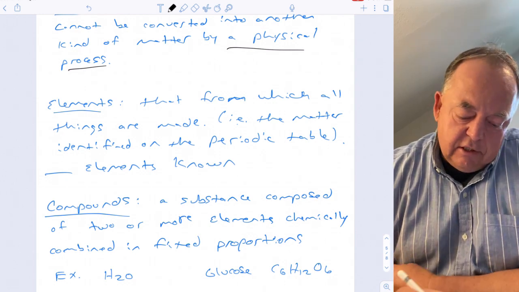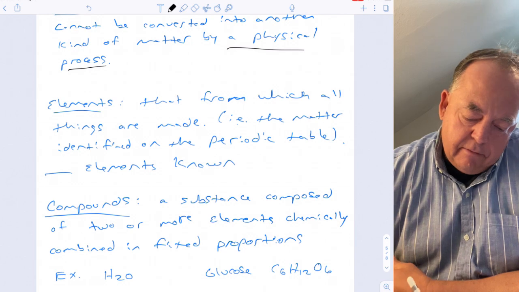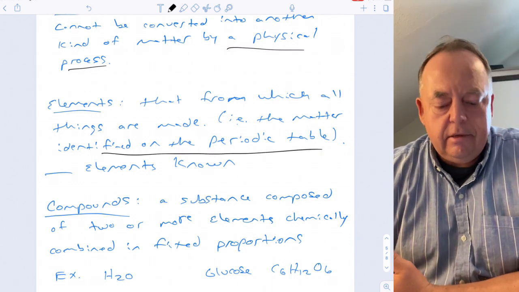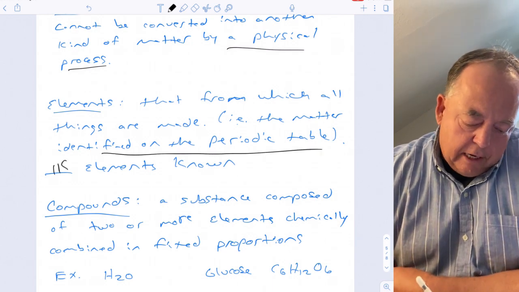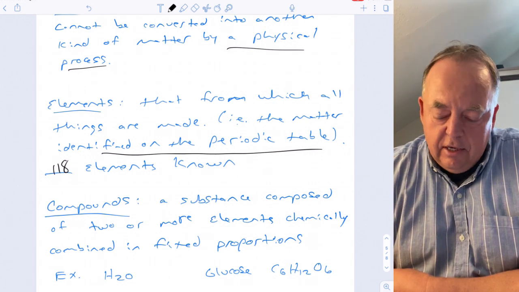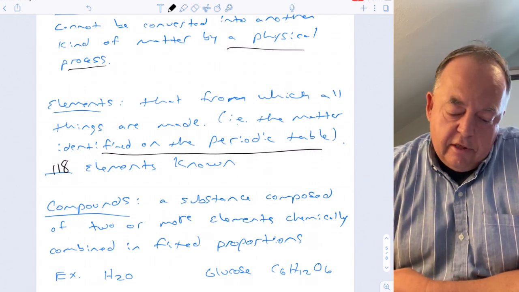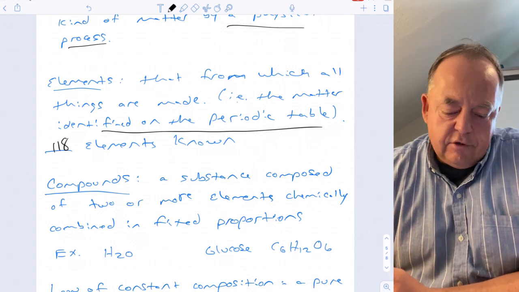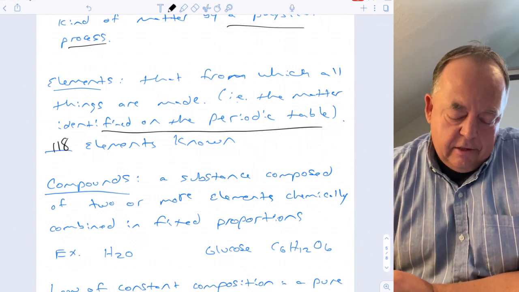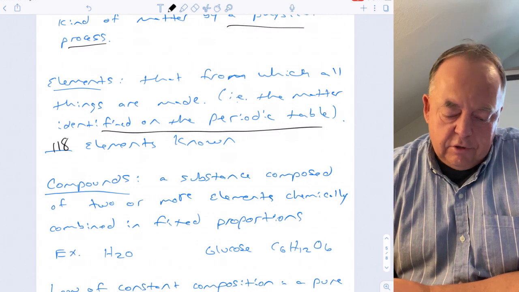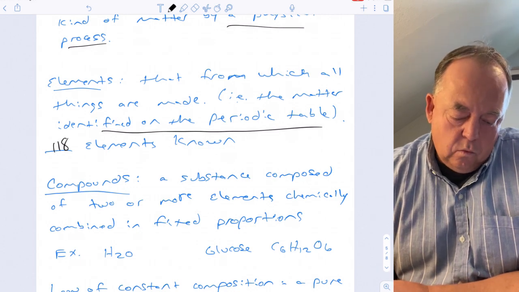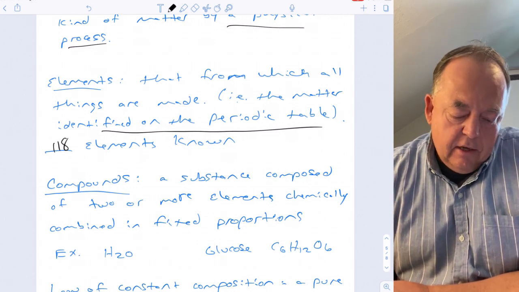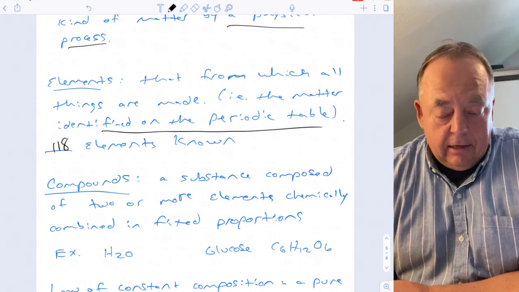So basically these are the elements, the matter that's identified on the periodic table. There are 118 different elements known. So in theory, unless there are other elements in the universe that have simply not been discovered yet, every single thing in the universe is composed of some combination of these 118 known elements.